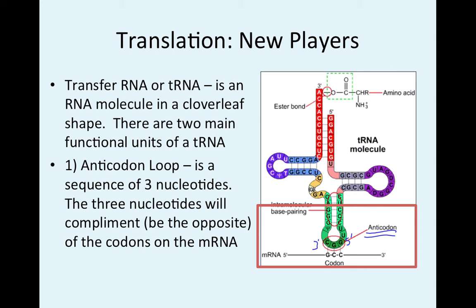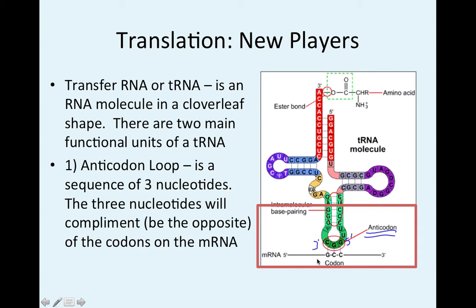Okay, so here is a picture of a tRNA with a little bit more detail than we normally have. tRNA, or transfer RNA, is an RNA molecule in a cloverleaf shape. This is how all RNA molecules look. There are 2 main functional units of a tRNA. The anticodon loop, right here, which I have X'd, is the most important part. It's where the anticodon is. The anticodon is going to be complementary to the codon on the mRNA, and this little code is going to tell the ribosome which tRNA, or which amino acid, is going to be next.